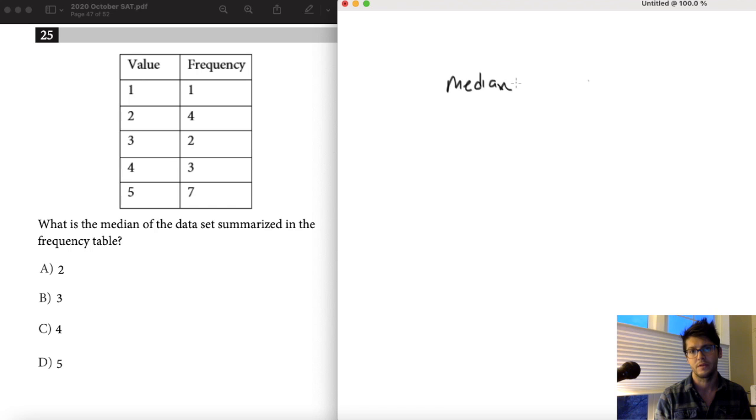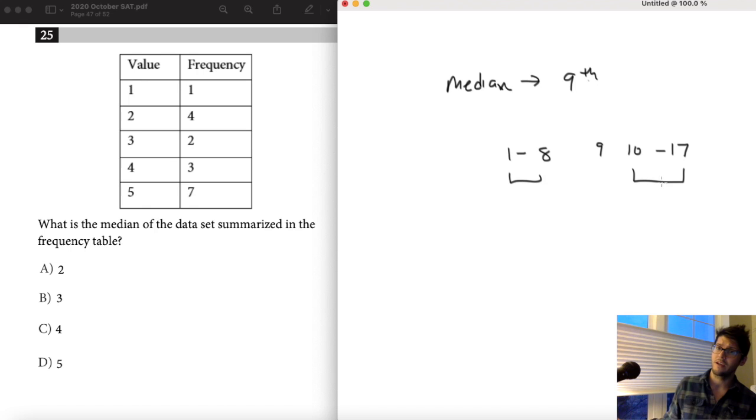9th number from either end. You would have 1 through 8, then you have the 9th, and then you have another 8 numbers, which would be 10 through 17. Sometimes people get confused about this 10 through 17. They'll say, that's 7 numbers. 11 through 17 is 7 numbers. The 10 is the 8th number. There are 7 numbers after 10 to get to 17. I know that's annoying and tricky.